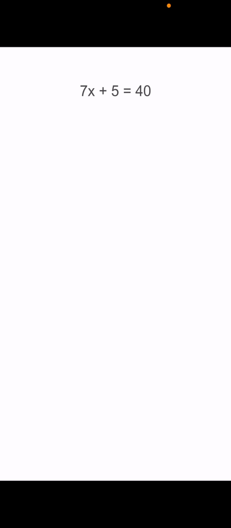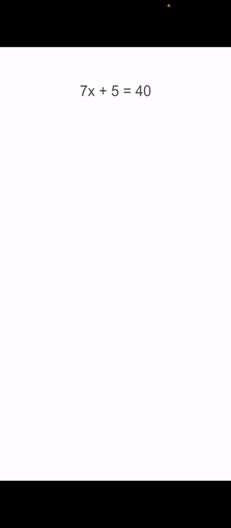Today I'm going to be showing you how to simply solve a one variable equation. So here we have the first example. It is 7x plus 5 equals 40. The goal is to isolate the variable, which in this case is x.